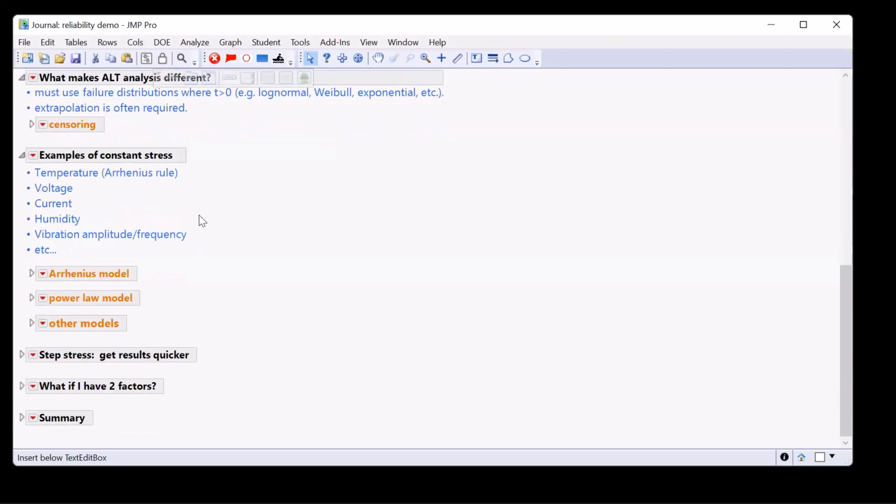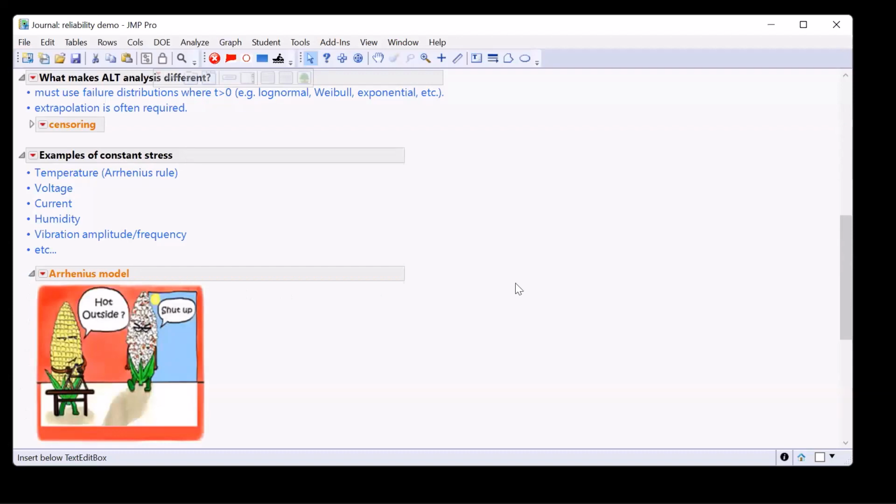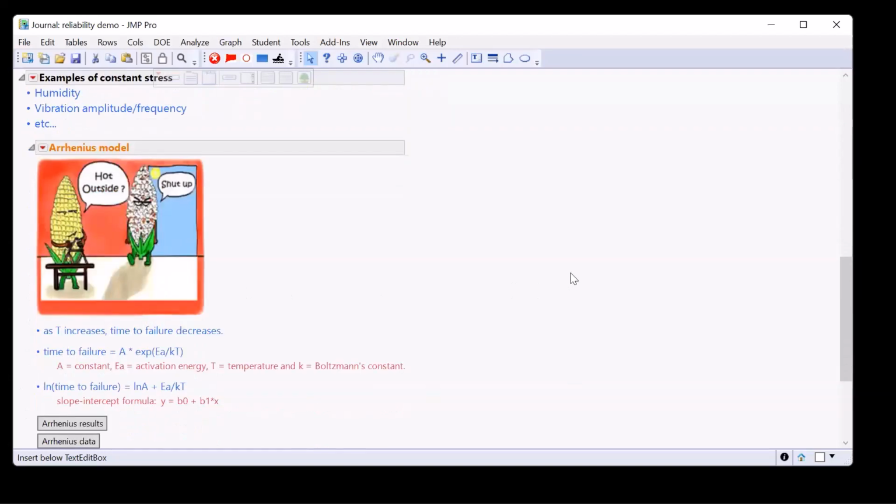But I'm going to focus on the 2 most common ones, and those are the Arrhenius rule, and a power law using voltage. So here, the Arrhenius model basically talks about temperature. And the idea is that when the temperature goes up, bad things can happen. The part starts to degrade. And there's a basic equation that we use to describe it, and that is the time to failure is equal to some constant, and then it's exponential with temperature. So A is a constant, EA is called the activation energy, T is temperature, and K is Boltzmann's constant.